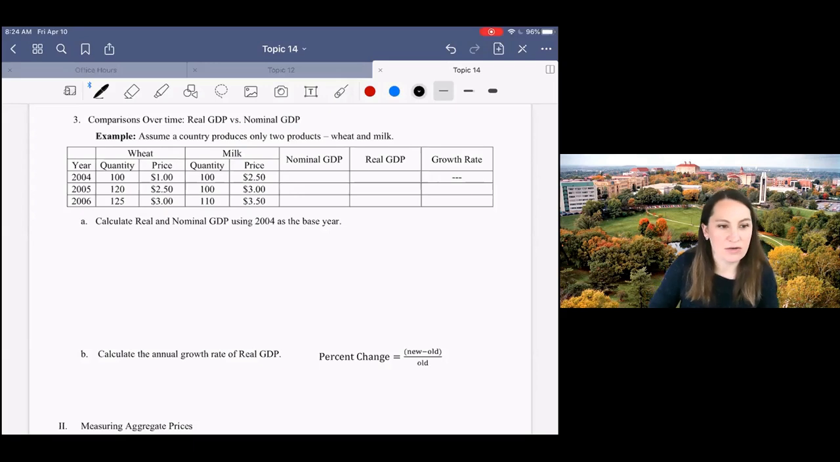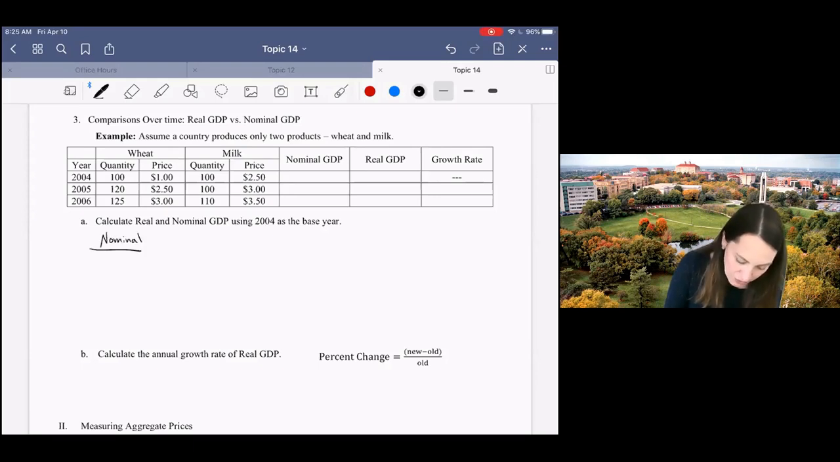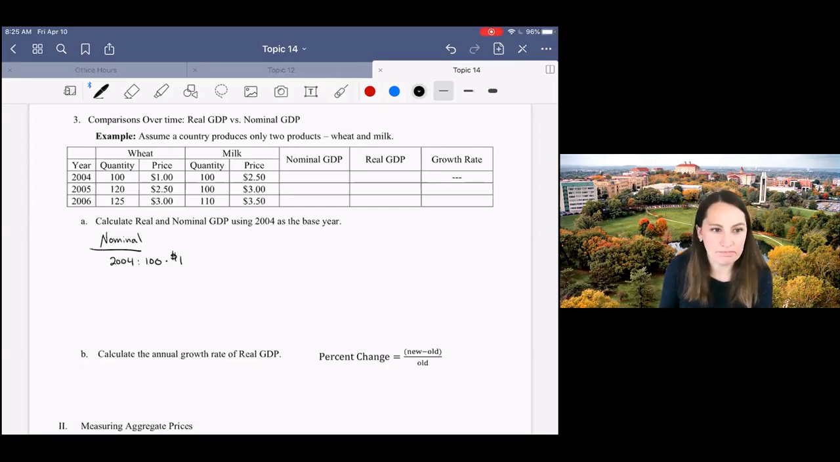What we're going to do to calculate GDP is to add up the market value of all of the goods being produced in that country. Right? This is what we call nominal GDP for 2004. This country produced 100 units of wheat, and the value of that is $1 per unit. And they also produced 100 units of milk, which had a value of $2.50 per unit.